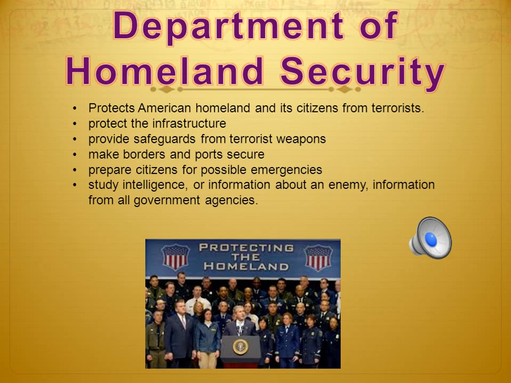So if you've ever done a practice of where to go, what to do, that's because of the Department of Homeland Security. They also study intelligence, what's going on with other countries, what kind of information about the enemy they can get, and information from all government agencies. With the use of satellites, they're able to get a lot of information about other countries.